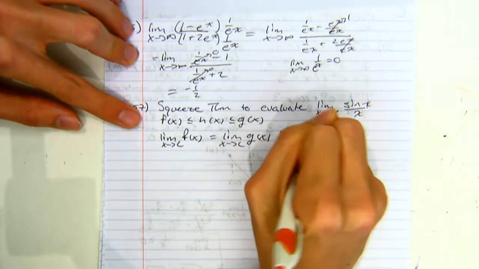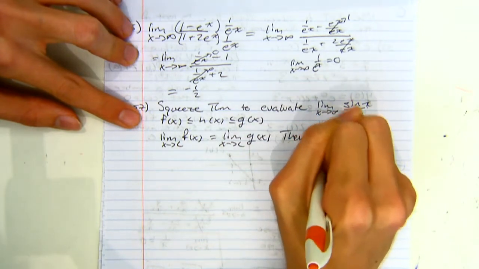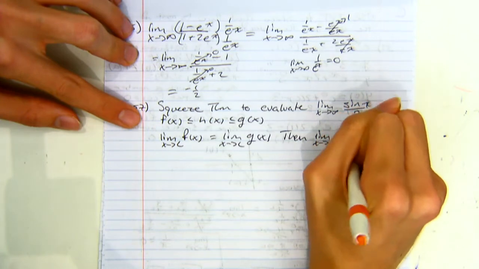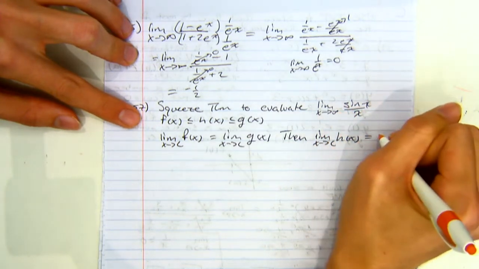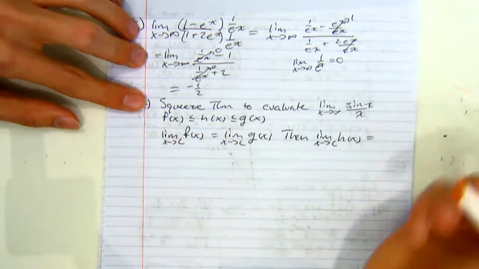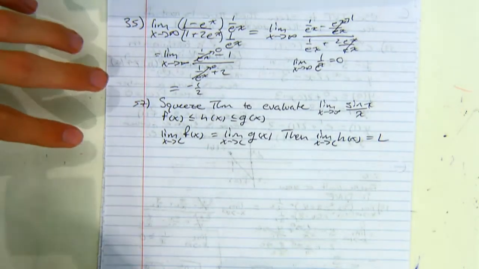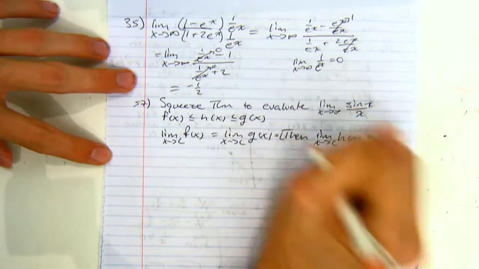then we can say that the limit as x approaches that same number for the middle inequality is going to equal their value, essentially, L. I forgot to write L, right here.